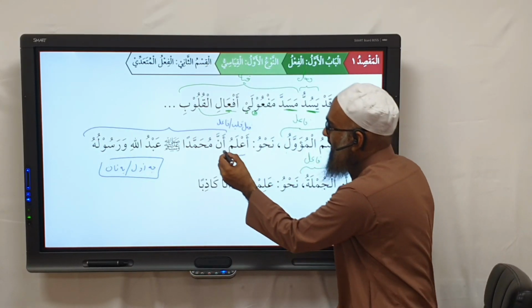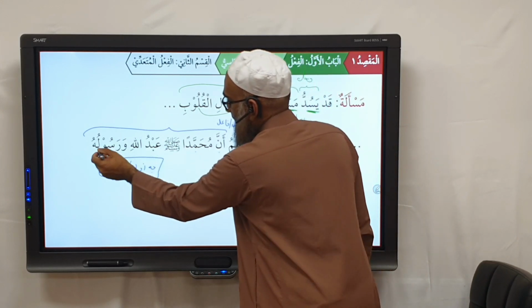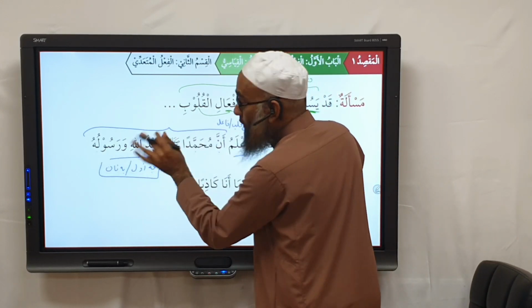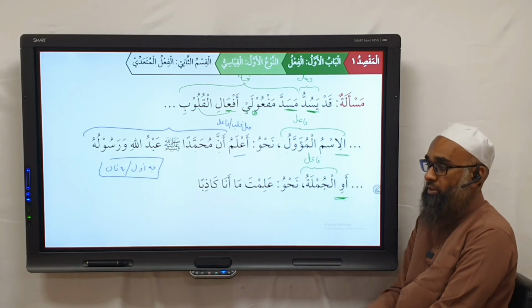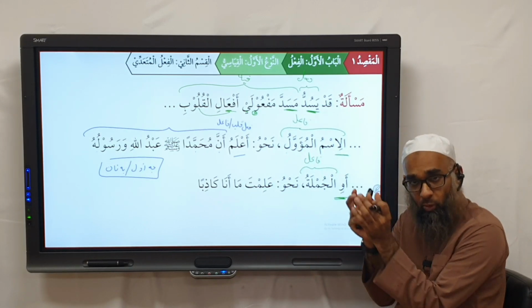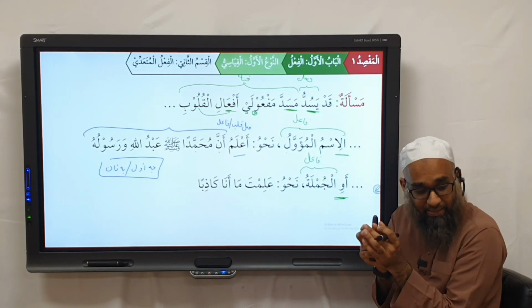In tarkib, you just say mubtada, ism, khabar, and the mushabbah bil fa'il. We'll do tarkib later on, how to do it in the i'rab section. But do you understand the concept? We'll have the whole i'rab later on. Do you understand the idea? What's happening here?